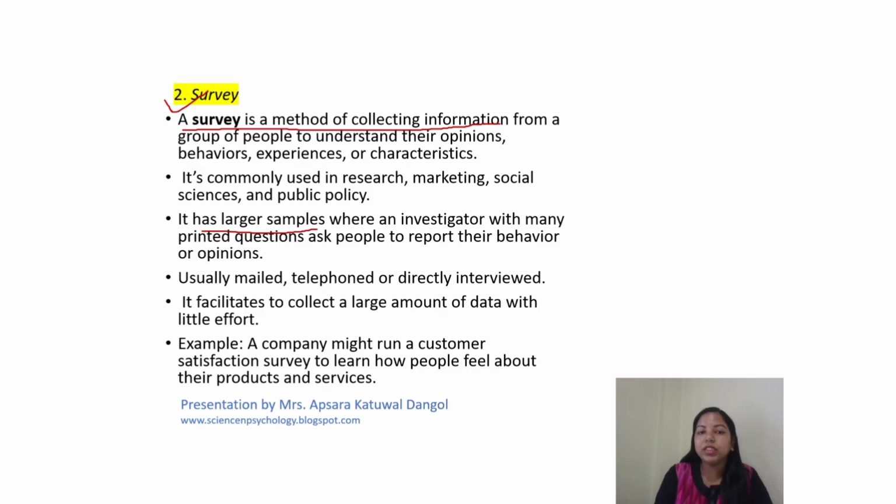If we compare to the case study, in survey we have the larger sample where an investigator or researcher, with many printed questions, asks people to report their behavior or opinions. We can also collect the data here through the mail, telephone, or directly interviewing the population. It also facilitates collecting a large amount of data with little effort. We can also use Google document forms.